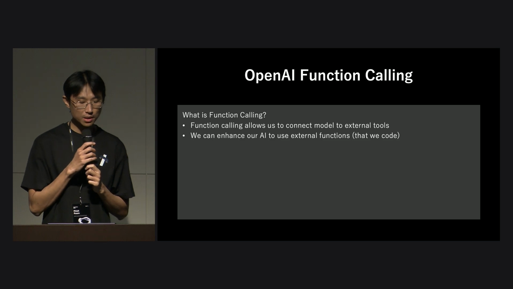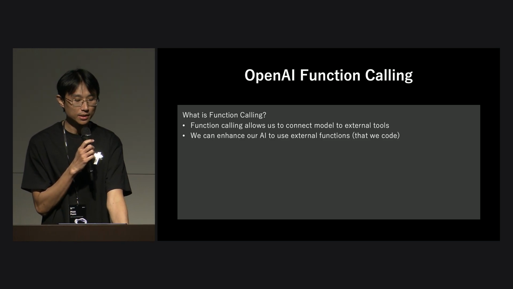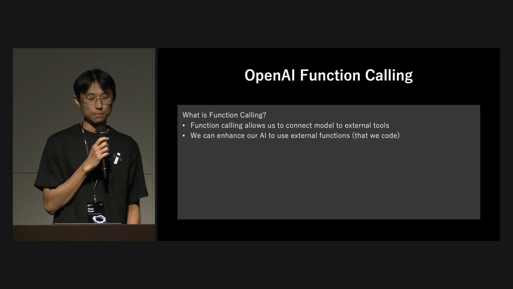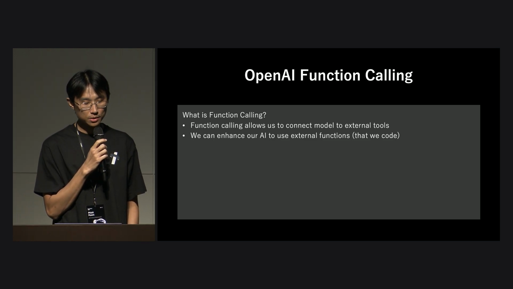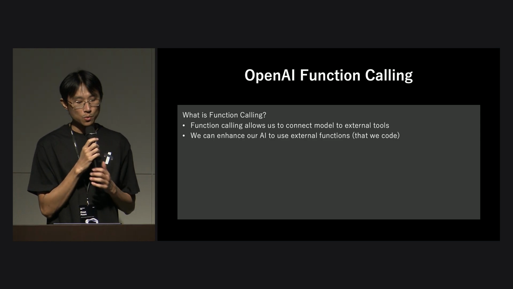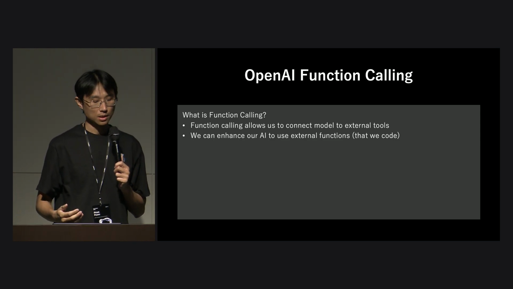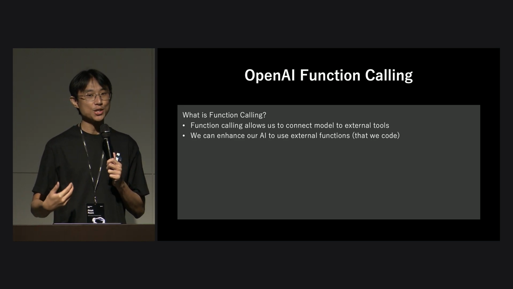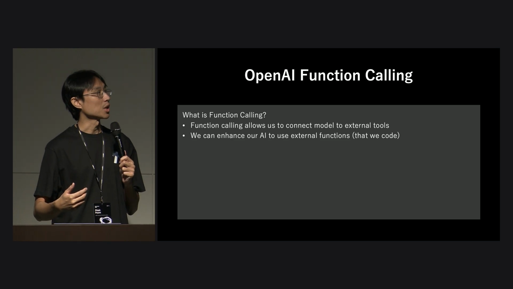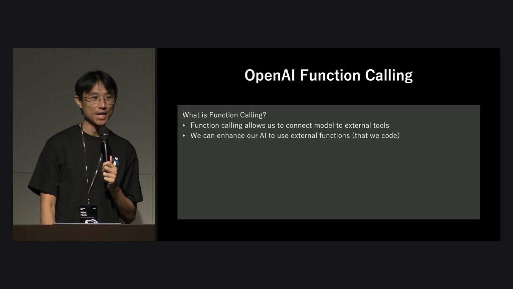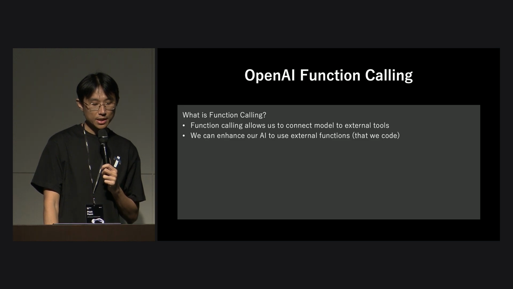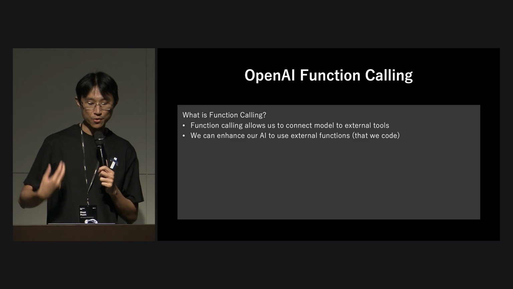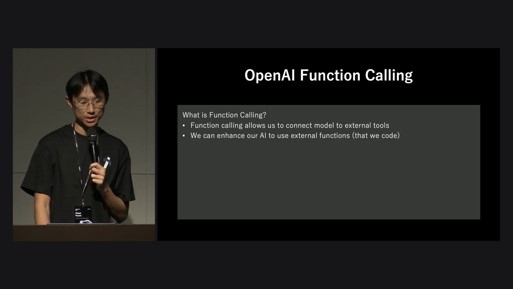Okay, let's talk a little bit about OpenAI function calling. What is function calling? Function calling allows us to basically connect the LLM model to external tools. So we can call any tools we want using function calling, which is a basic building block of the AI agent, because an AI agent is using function calling behind the scenes. We can enhance our AI to use external functions that we created or other tools like MCP servers.